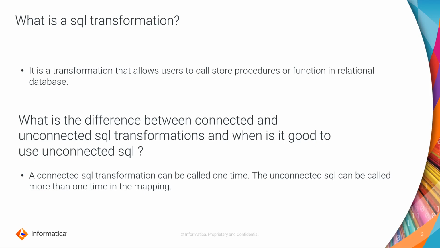Then the unconnected transformation is not going to be connected to any process flow. It's going to be separated in the mapping, and then you will use an expression transformation to call this unconnected SQL transformation. So you could have multiple expressions in different places in your mapping, and they could be calling the same procedure. So you can call it more than one time. That's the big advantage of unconnected SQL transformation. Now we will do a little demo so you can know how to integrate the expression transformation with the unconnected SQL, and you could call it as many times as you need in your mapping.